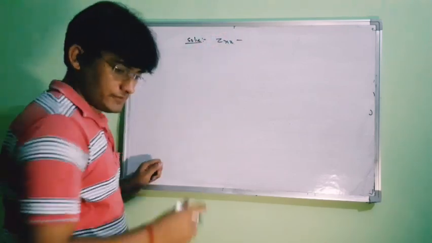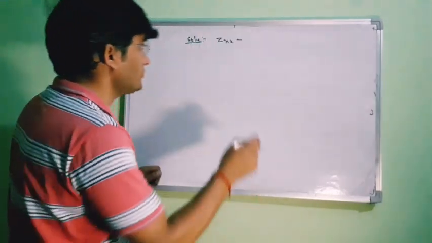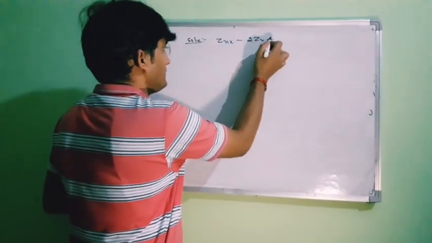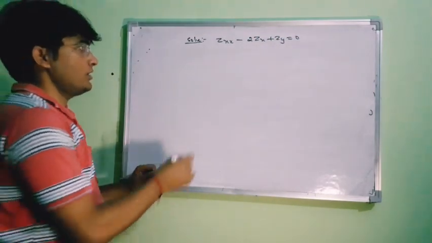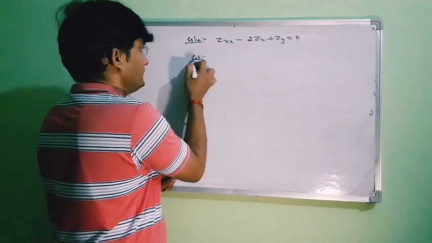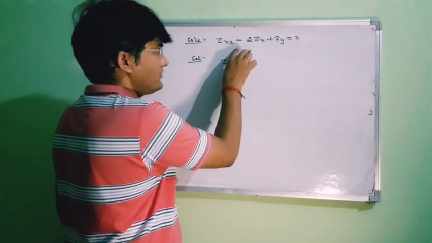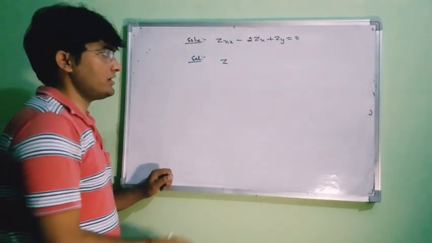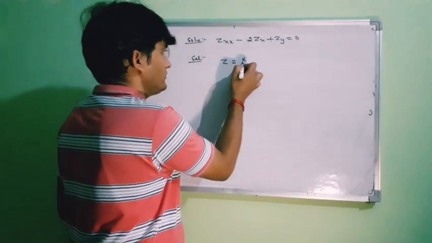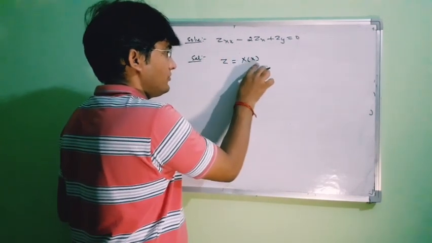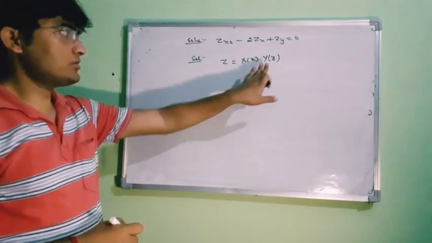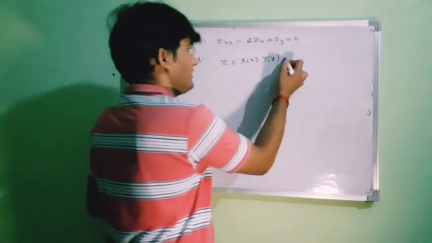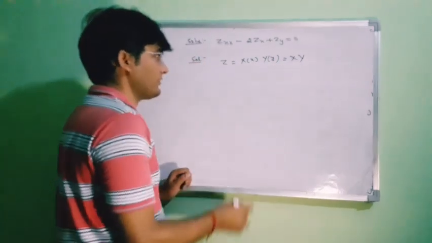Z_xx minus 2 z_x plus z_y equal to 0. Now let us solve this question. Here again you can see that the variable z depends on x and y. So let z equal to some capital X of small x into capital Y function of small y, or you can say that z equal to capital X into capital Y.